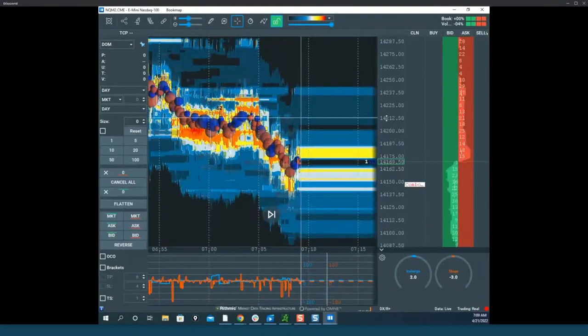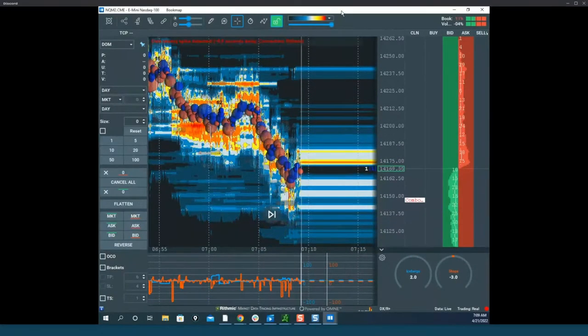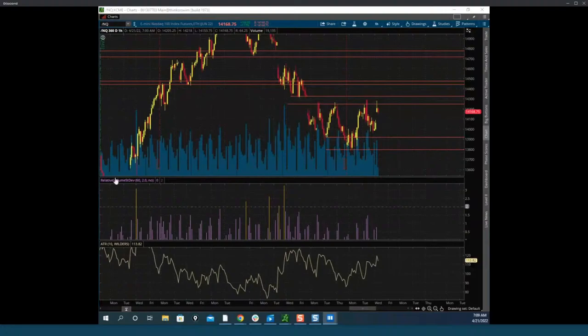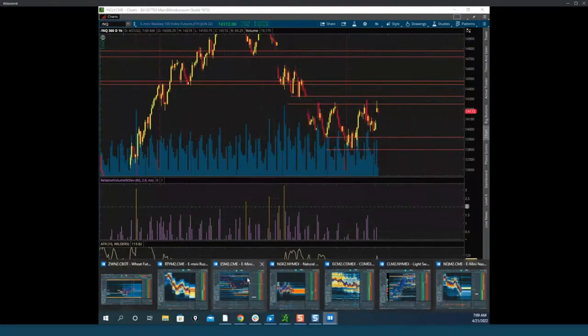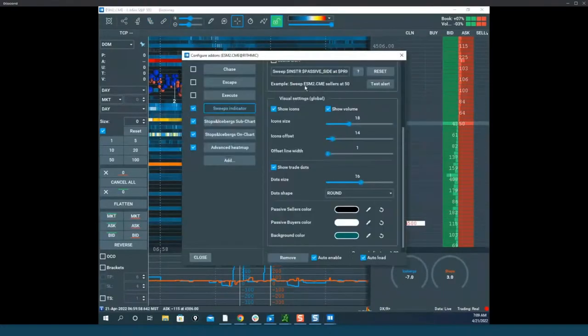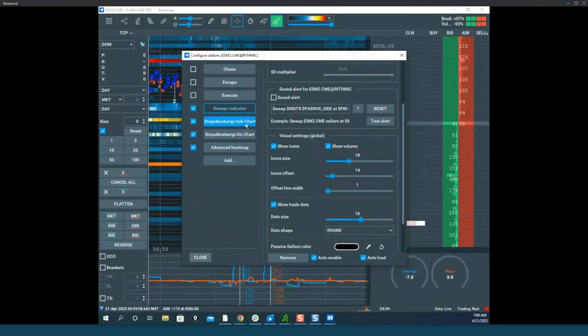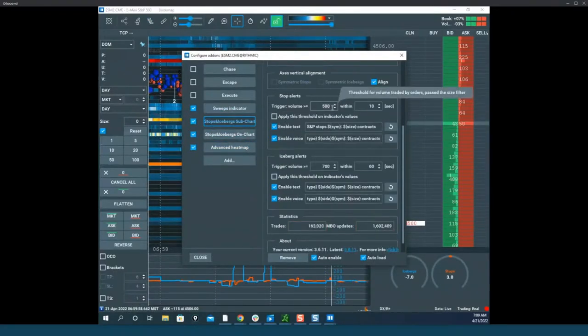Maybe just test it on the S&P. It should be working. It just seems odd you have not received anything. Maybe just lower it on one symbol, threshold. Lower it in here. Let's make it half.